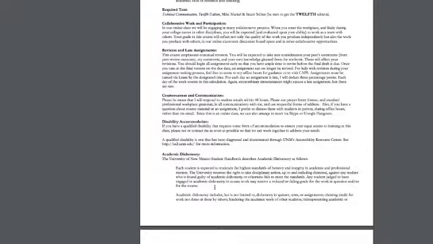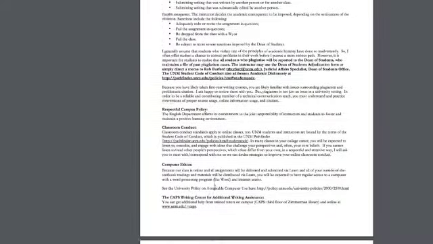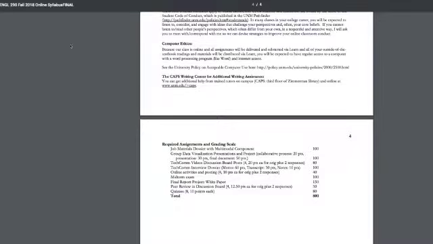All of the standard UNM policies are listed here concerning disability accommodation, academic dishonesty, and other resources that are available on campus. The most important part to you, probably the most interesting part, is on the last page. It lists the required assignments and grading scale, so you can look these over and see what you think about all of the required work in the class.